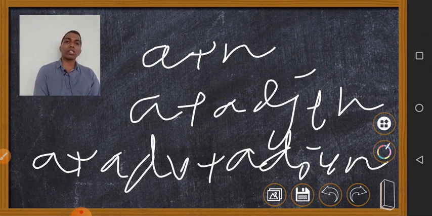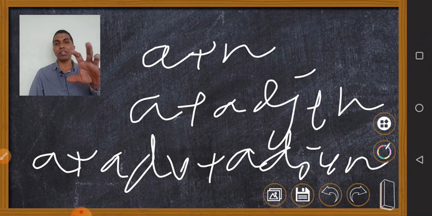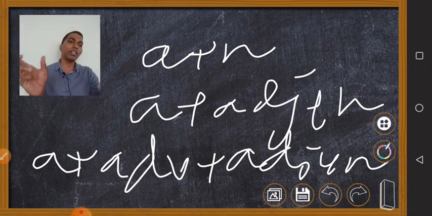Now, the last one, A plus ADV plus ADJ plus N. Look at the first phrase, it has only 2 words, A plus N. The second phrase has 3 words, A plus ADJ plus N. The third phrase has 4 words, but the last word, very important, the beginning and the ending. Beginning of a phrase, ending of a phrase. A, and look at the ending of a phrase, it is what? Noun.